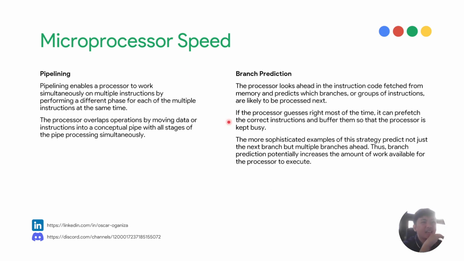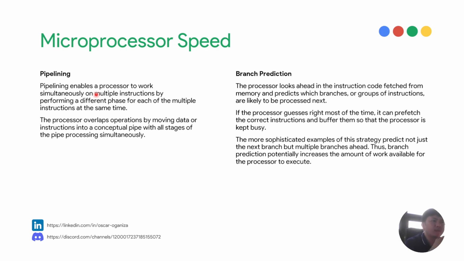So that's pipelining. It enables the processor to work simultaneously. Okay? Simultaneously, ibig sabihin sabay-sabay. On multiple instructions by performing different phases at the same time. Somehow, sabi nga niya, the processor overlaps operations. Kasi nga nagkakasabay-sabay, magkakaroon talaga ng overlapping yan. Okay? So paano ang paraan? By moving data or instructions into a conceptual pipe. So that's pipelining. Okay? Later on, makakapagbigay tayo ng example sa papanoorin natin.